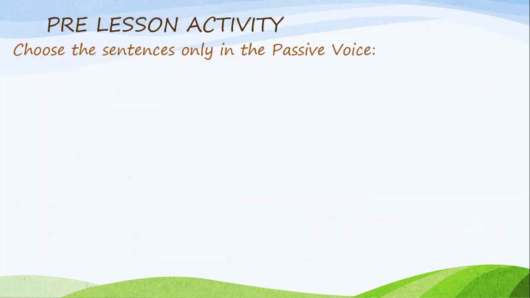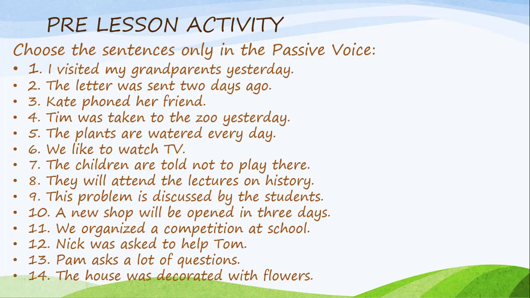So now let's revise a bit on the use of the passive form. Here is a list of sentences. You have to identify sentences that are in passive forms. There are number 1 until number 14. The first one, I visited my grandparents yesterday. Number 2, the letter was sent 2 days ago. Number 3, Kate phoned her friend. Number 4, Tim was taken to the zoo yesterday. Number 5, the plants are watered every day.